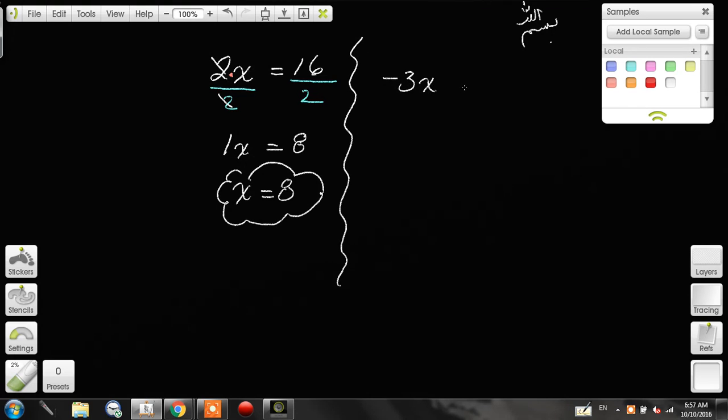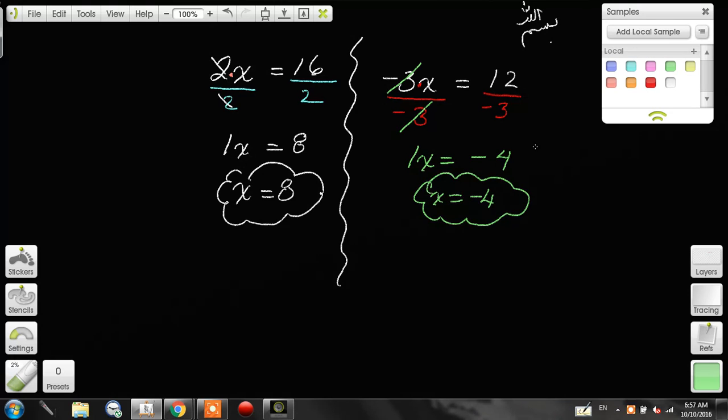Minus 3x equals 12. Now here what's attached to the x is negative 3. So you have to divide both sides by not 3, but negative 3. Whatever's attached to the x, negative 3, like this. Okay, well, that's easy enough. Negative 3 divided by negative 3 is just 1. Okay, and 12 divided by negative 3 is negative 4. Right, so x is equal to negative 4. So that's that.